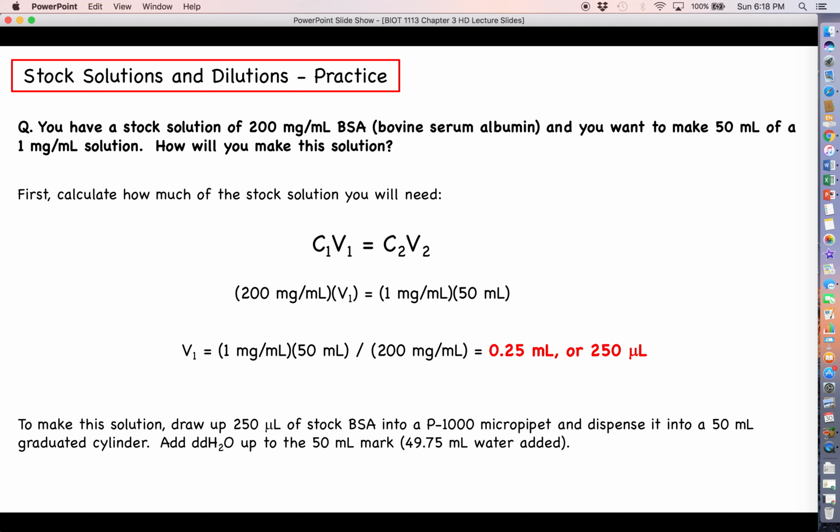So in order to make this solution, you would draw up 250 microliters of the stock BSA solution into a P1000 micropipette, because that's the only tool we have to accurately dispense microliter quantities of liquid, and we are going to dispense it into a 50 milliliter graduated cylinder, and then from there we can bring the volume up to the 50 milliliter mark. So we need 49.75 milliliters of water. So at that point, we will have 50 milliliters of our 1 milligram per milliliter solution after we get it all mixed together.